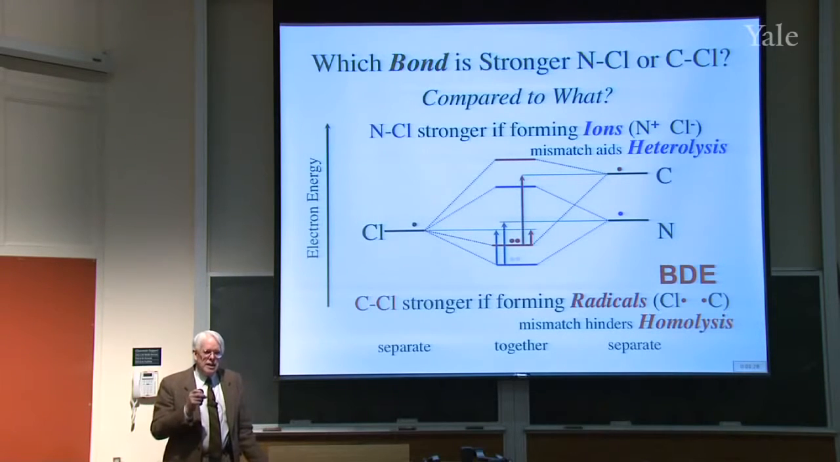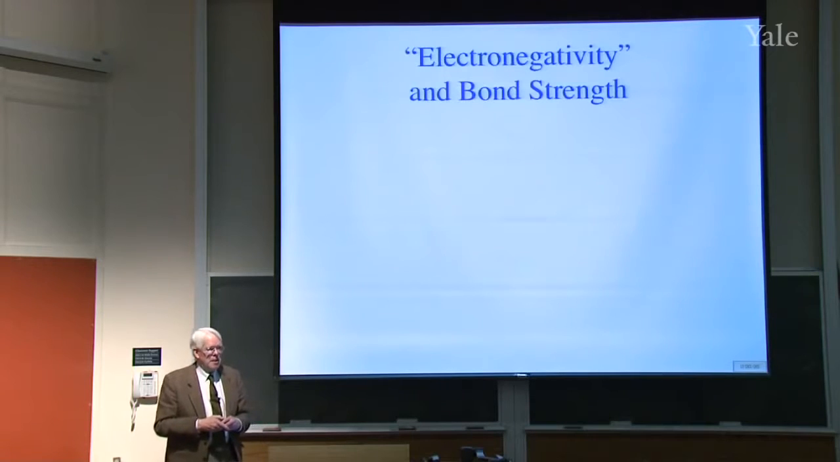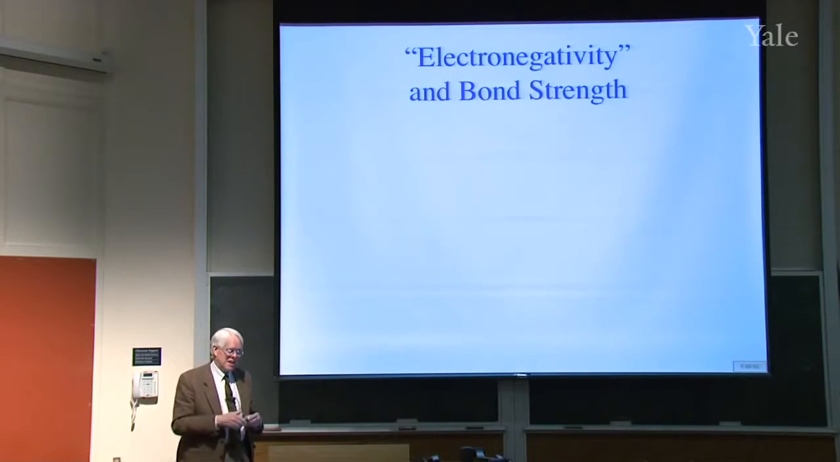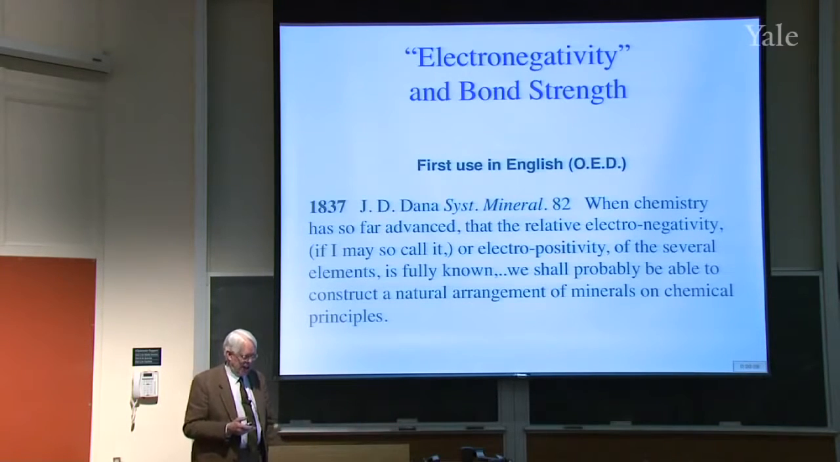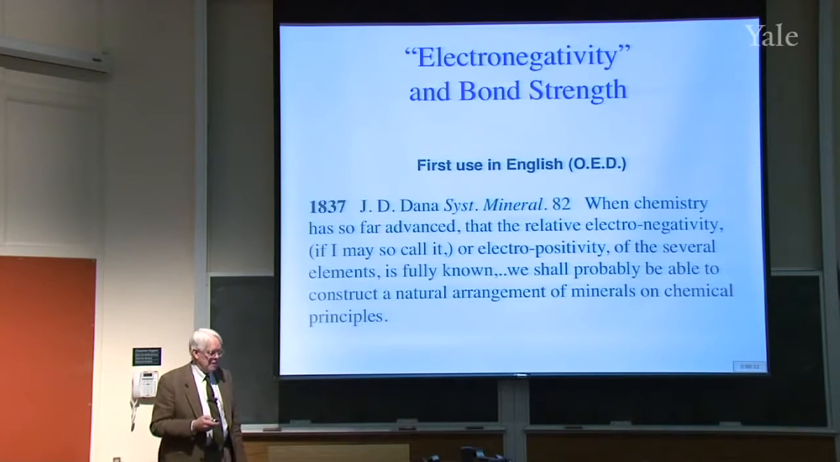But the idea of electronegativity being associated with bond strength is an interesting one that's worth tracing down a little bit. So I'm going to talk just a little bit today about electronegativity and bond strength. The first use, I mentioned this last semester, in English, of the word electronegativity was in 1837 in System of Mineralogy by James Dwight Dana.